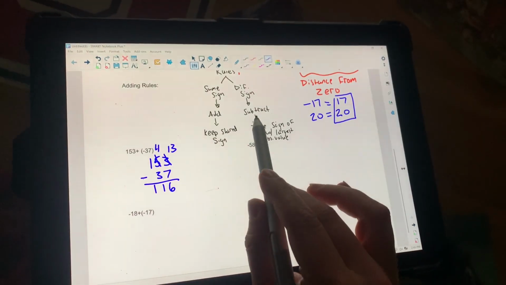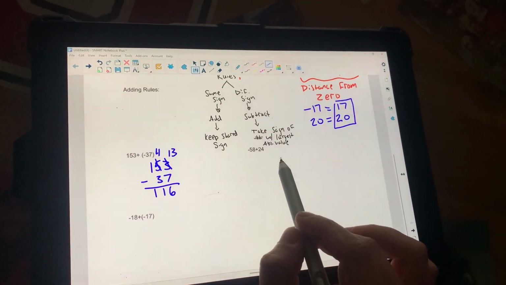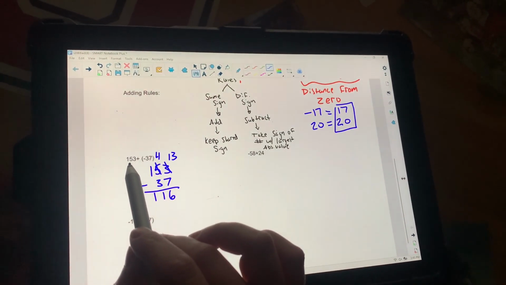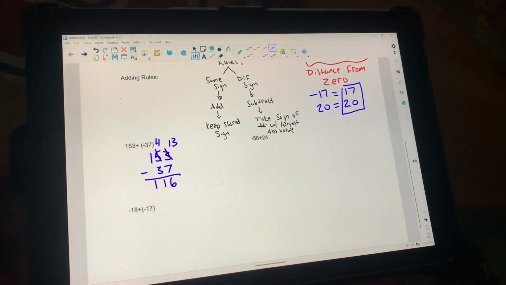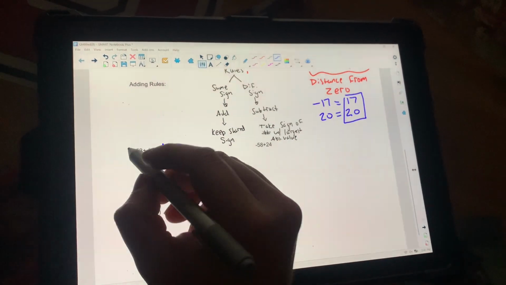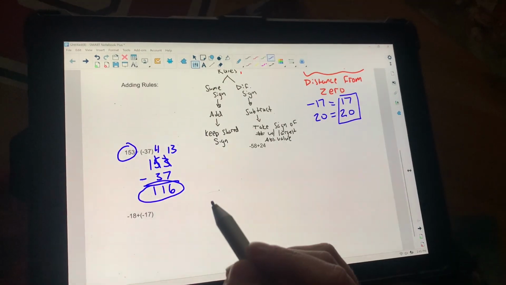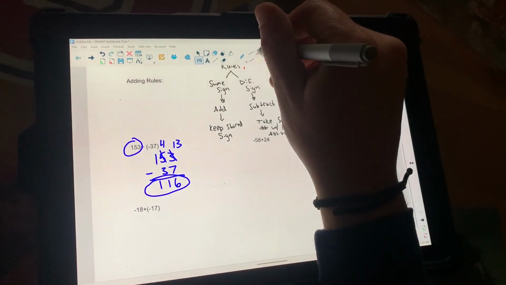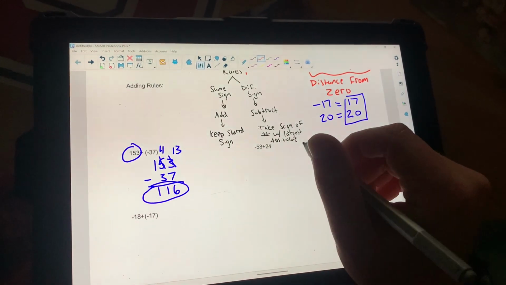Now, after I subtract, take the sign of the number with the largest absolute value. So we need to say, does 153 have a larger absolute value, or does negative 37 have a larger absolute value? So which one is further from 0? 153. That's a positive number, so our answer stays positive. It's positive 116.